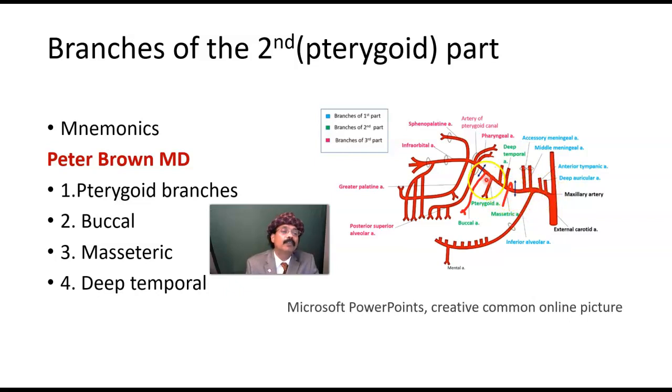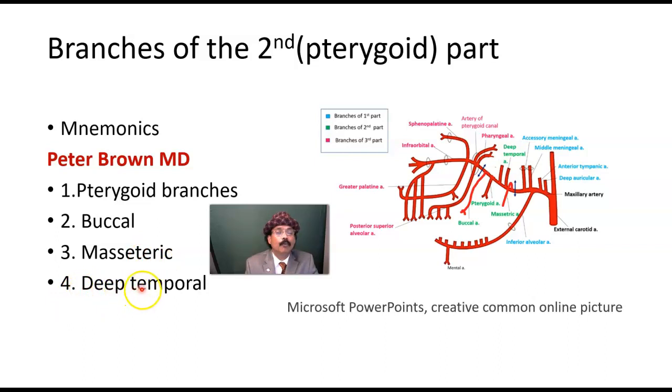Then the second part of the maxillary artery. The mnemonic is Peter Brown MD. Number one is the pterygoid branches, which may be 2, 3, or maybe 1 in some individuals. Buccal branch supplies the buccal pad of fat, buccopharyngeal fascia, buccinator muscle, and the mucosa of the oral cavity. Then the masseteric branch goes through the mandibular notch and supplies the masseter muscle and also the temporomandibular joint.